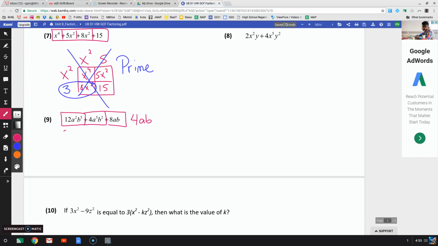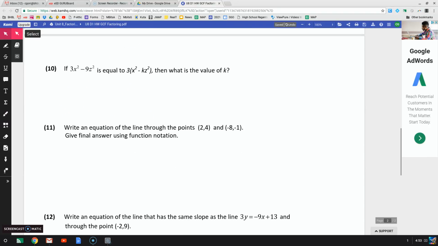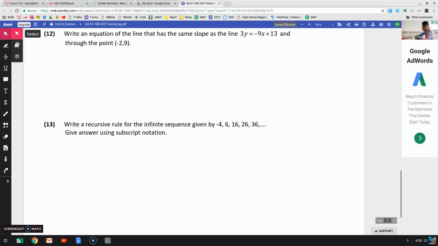So here I've got a 3, a B to the 4th. I've got an A to the 4th B, and a 2. So my answer is AB times (3AB to the 4th plus A to the 4th B plus 2), which is my factored form. All right, let's jump down to number 13.